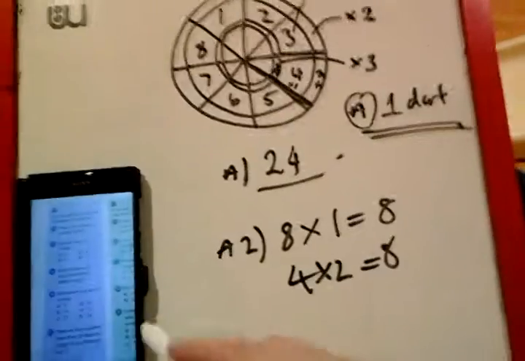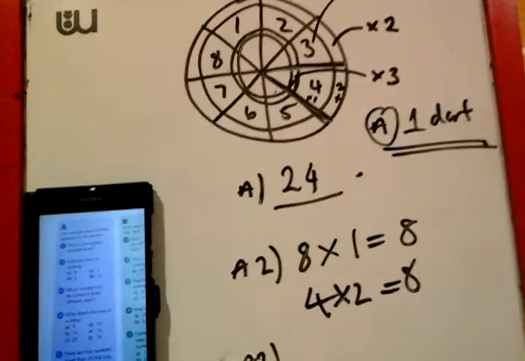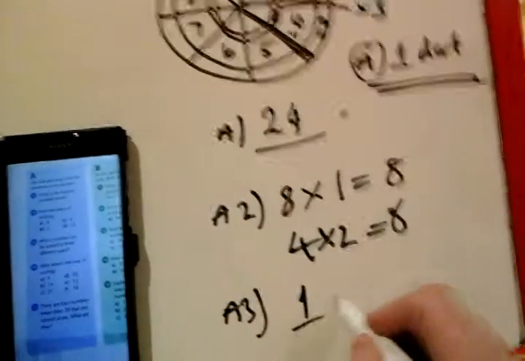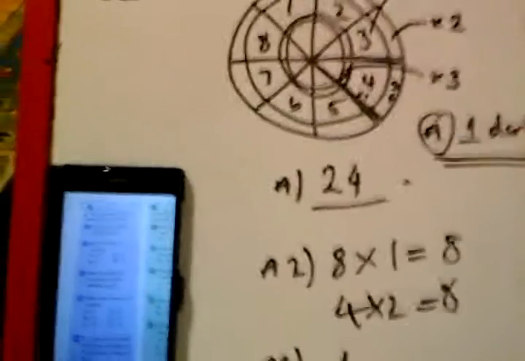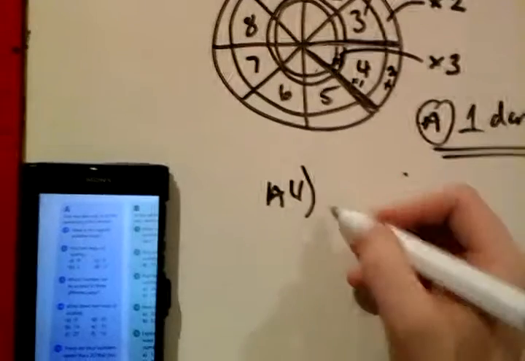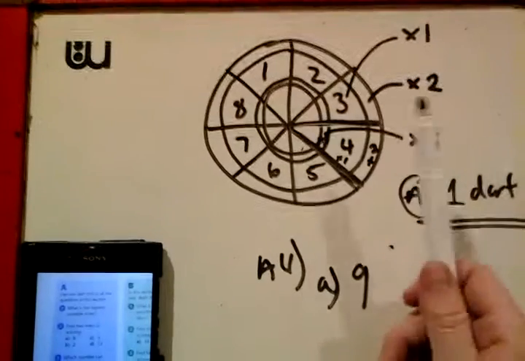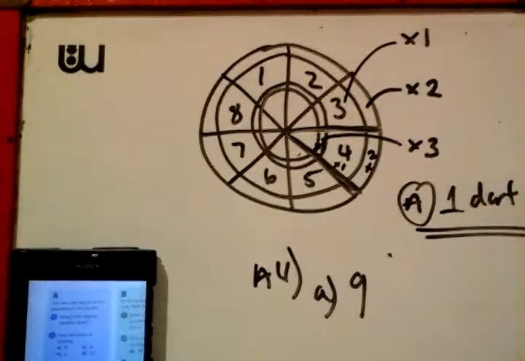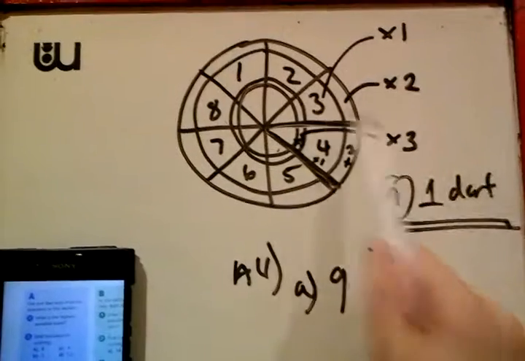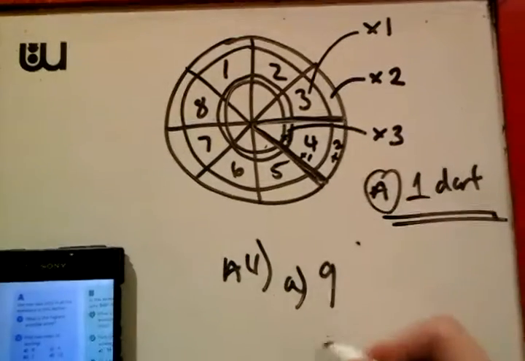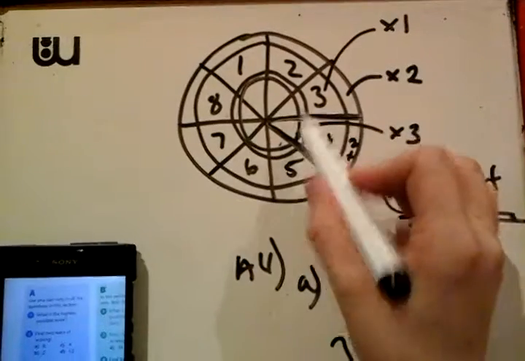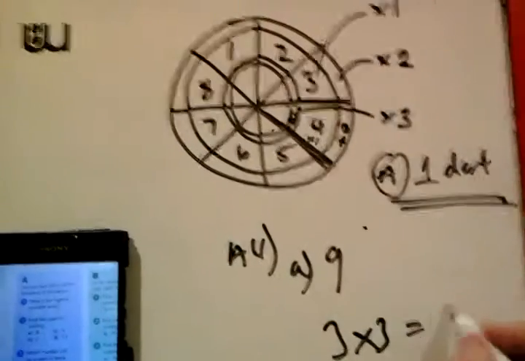Which number can be scored in 3 different ways? You said 1, which is correct. Let's do the next question, which is A4. Write down 1 way of scoring a 9. You can do 3 times 3. You've got the 3, and then the times in the middle, which is 3. So 3 times 3 is 9. That's 1 way of scoring a 9.